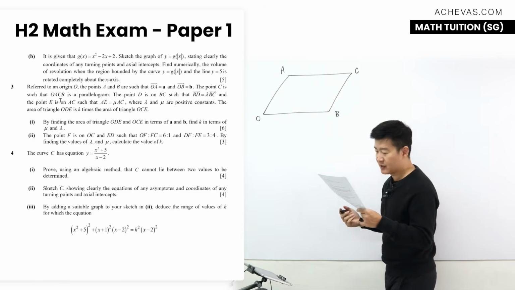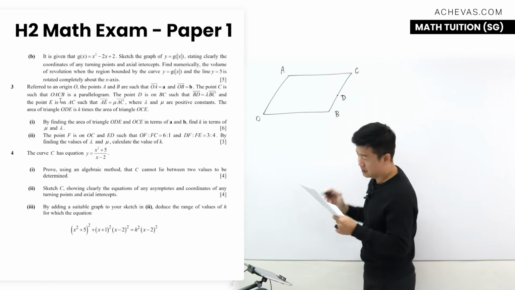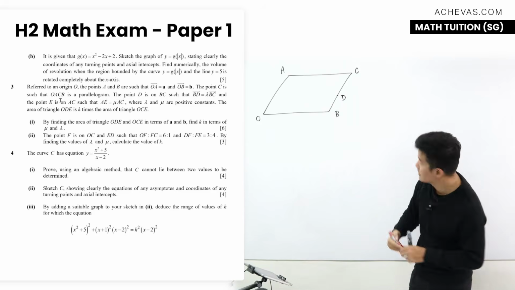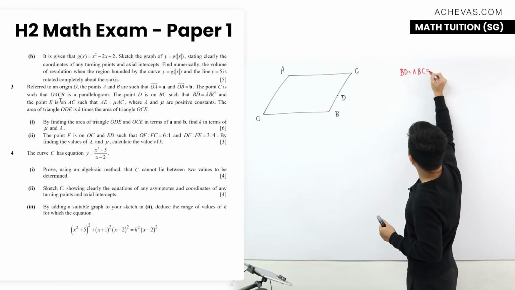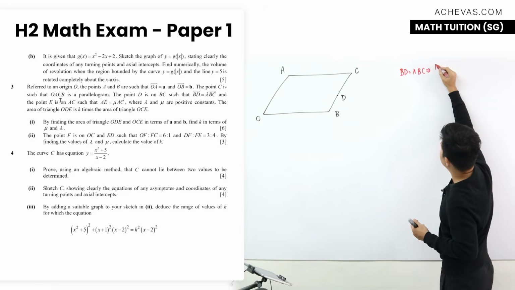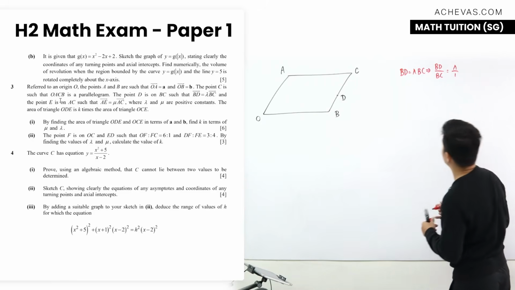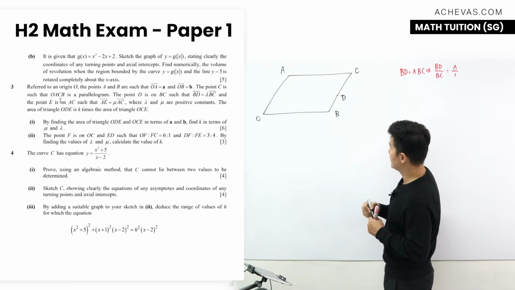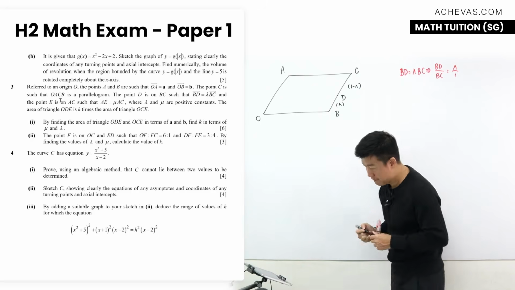The point D is on BC. Maybe point D is here, such that BD is equal to lambda BC, which I don't find very easy to interpret, so I usually will rewrite it into a ratio format. So BD is to BC is lambda is to 1. If BD is lambda, BC is 1, which means that the proportion here is 1 minus lambda.